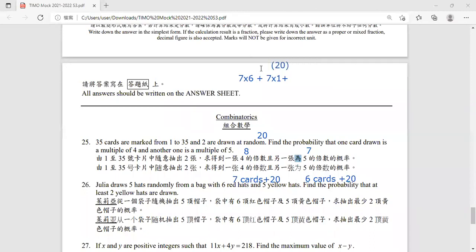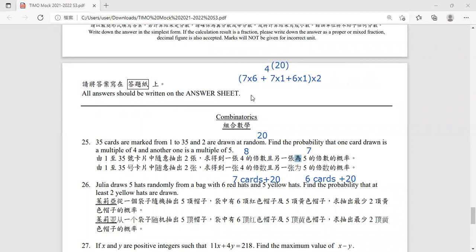This is a 4, this is a multiple of 4. And the next case will be multiple of 5, and this is a multiple of 20. So this is 5 and 20. The whole thing, because the card can be drawn first or last, you have to multiply by 2.